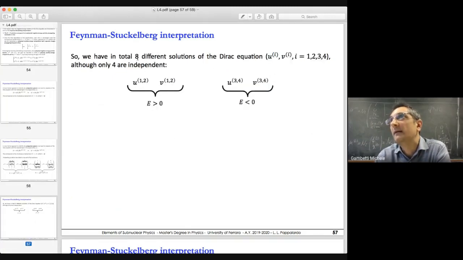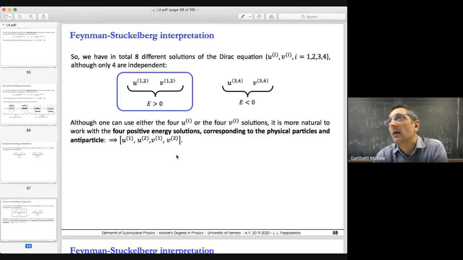In total, we have now 8 different solutions for the Dirac equation, U1, U2, U3, U4, and V1, V2, V3, V4. Although, of course, only 4 are independent, okay? So the U1, U2, V1, V2 are the positive energy solutions, and the U3, U4, V3, V4 are the negative energy solutions. These are in total 8 solutions. We have to choose 4 of them, because only 4 are independent.